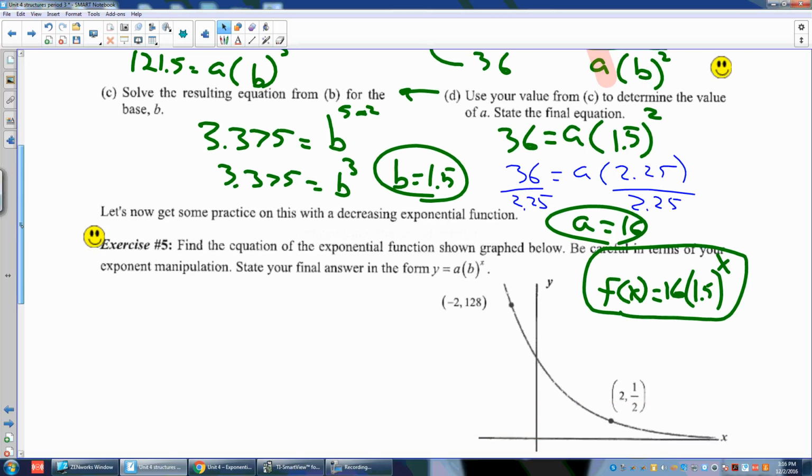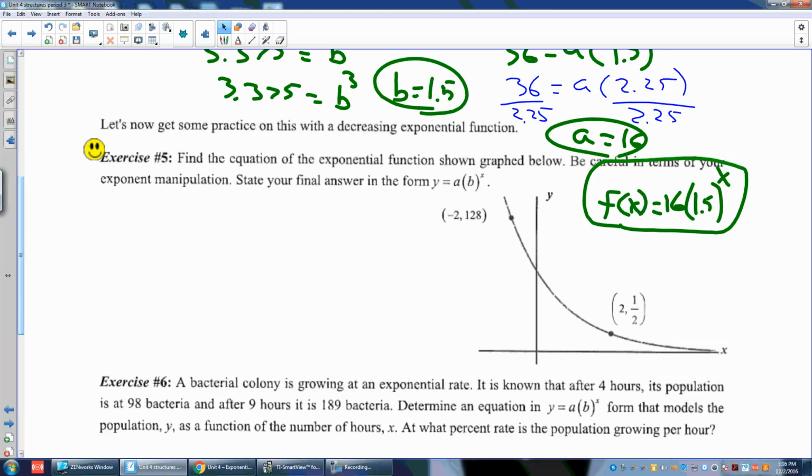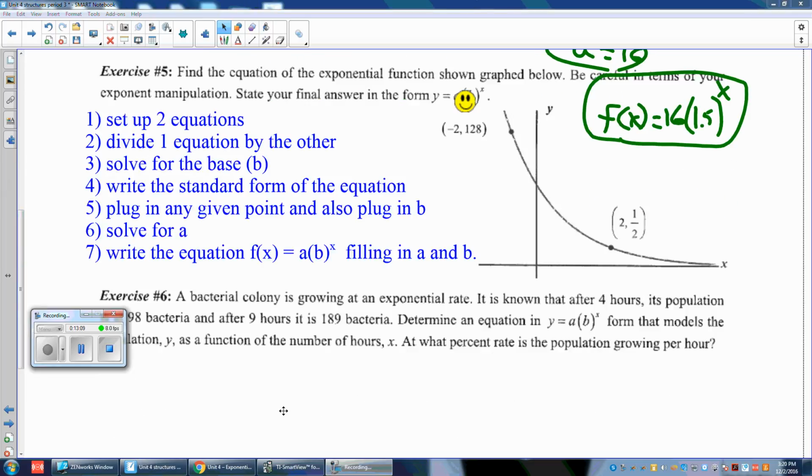Let's now get some practice on some decreasing exponential functions. That means b is going to be less than 1 but greater than 0. Find the equation of the exponential function on the graph below. Be careful in terms of your exponent manipulation. State your final answer in the form of a times b to the x. So here's a point, and here's a point. We have 2 points. We don't know the y-intercept. We're going to do exactly what we did before. And there we go. Those are the steps.